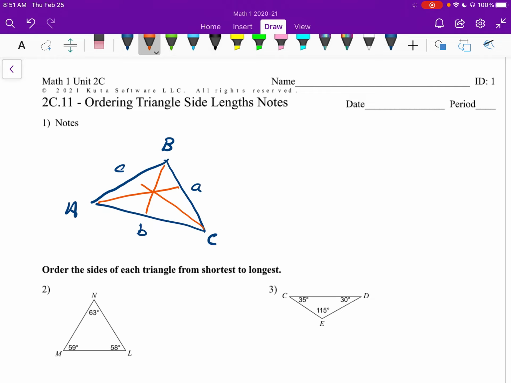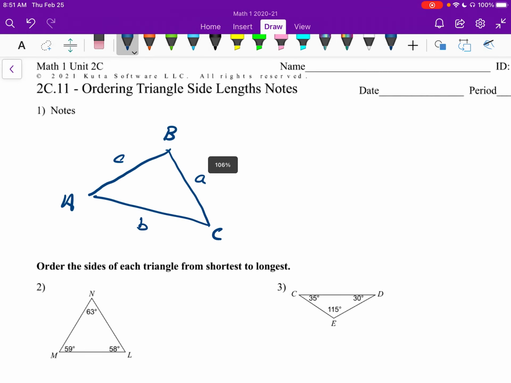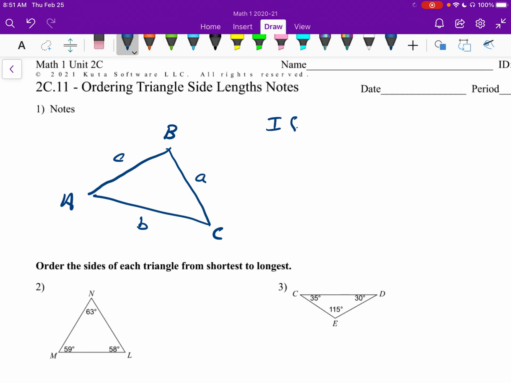The side lengths, a, b, and c, are all lowercase, and the angles are uppercase. That's normally a pretty standard thing to do. So what we're going to do here is say, if a is less than b is less than c, or let me rewrite that a little bit. If the measure of angle A is less than the measure of angle B is less than the measure of angle C, then a is less than b is less than c. So if you put the angles in order from smallest to biggest, then the sides that are opposite them also go in order smallest to biggest.